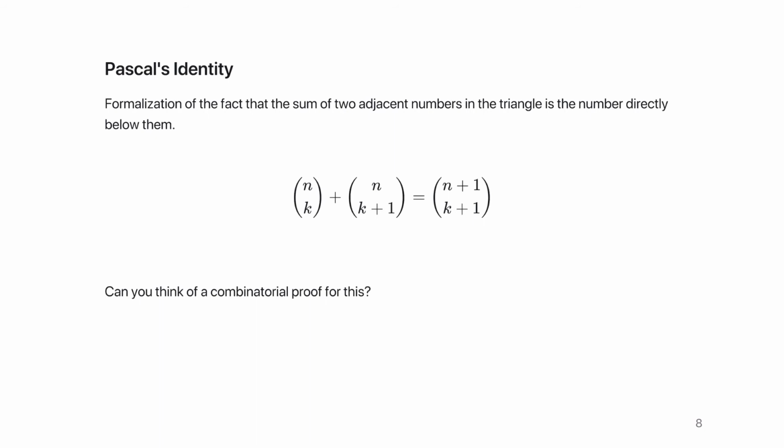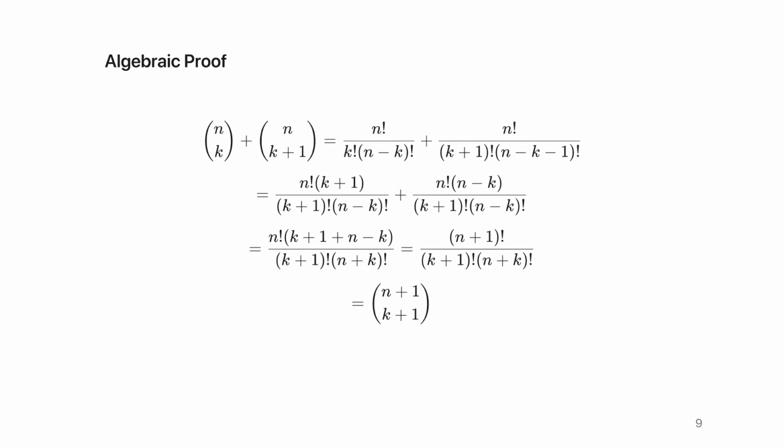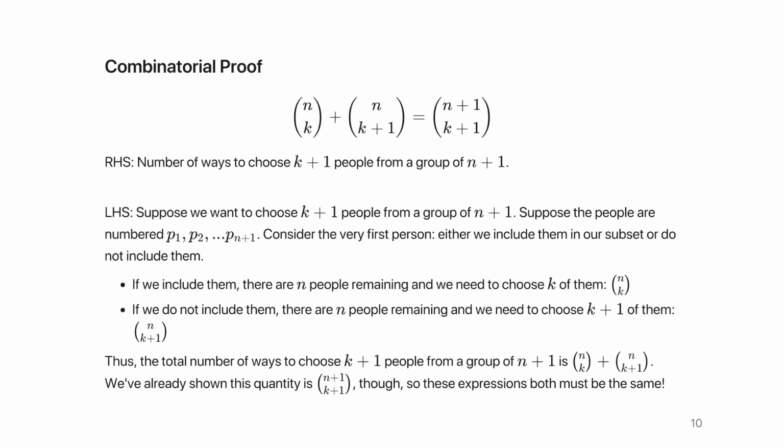Yeah. So we know on the right-hand side, it's saying we have a group of n plus 1 things. We're choosing k plus 1 of them. Okay. So we want to show that the left-hand side is another way of counting that same thing. Is that clear? Okay. There's an algebraic proof for this, which is actually what's on your homework. So let's think of this combinatorially.